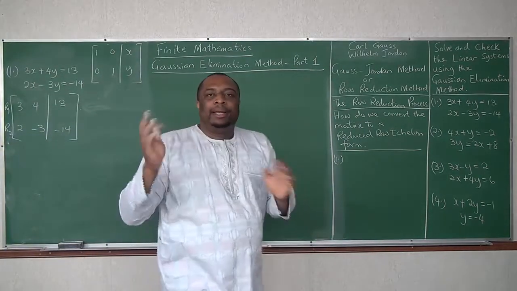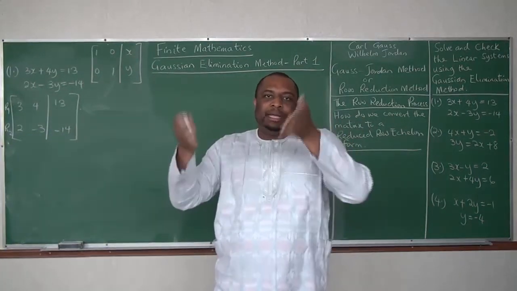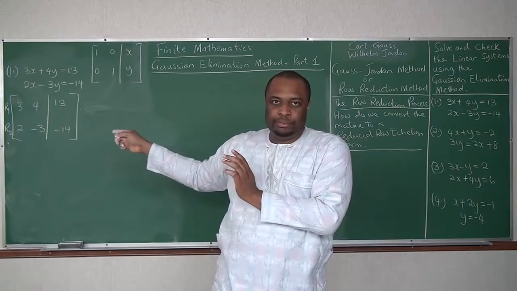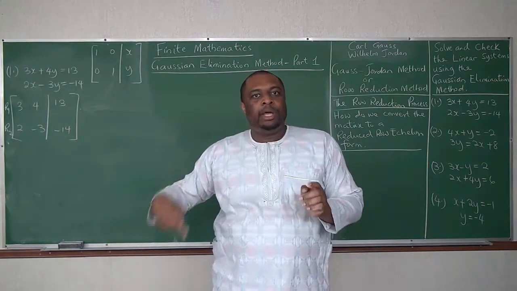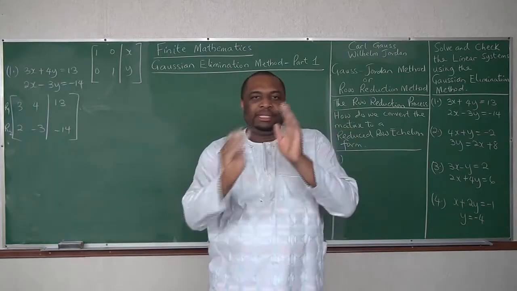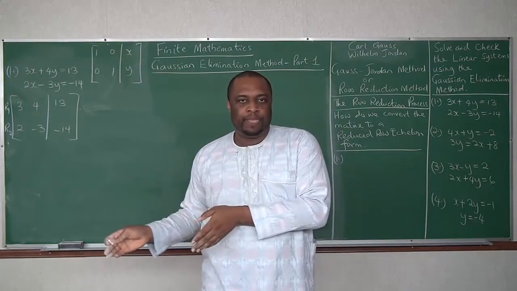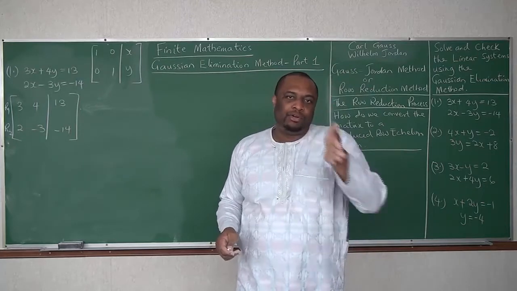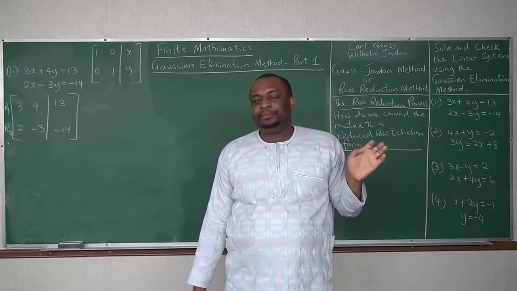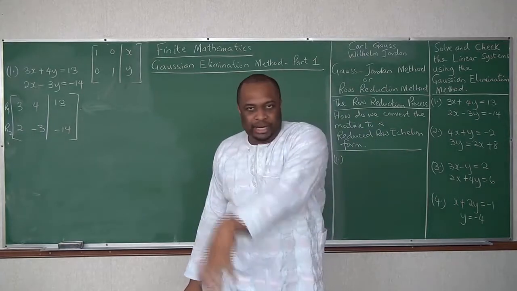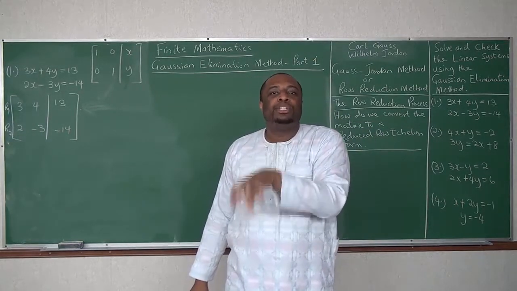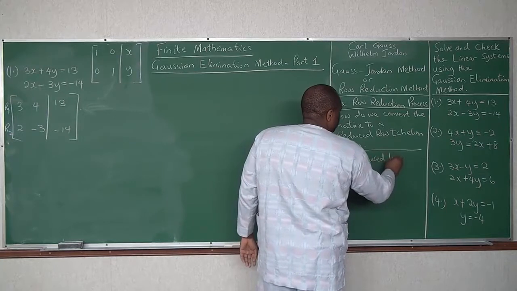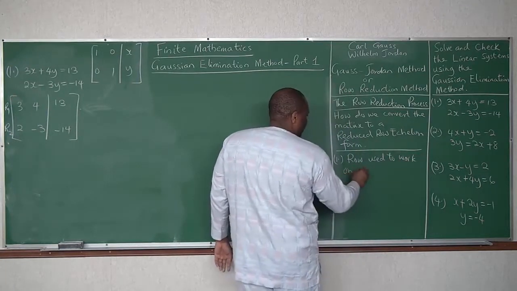Now, imagine a doctor is operating on a patient. So you're going to use one row to operate on another row, or to work on another row. The row that you're using to work on another row should always be on the left hand side. Then the row that you are working on should be on the right hand side.